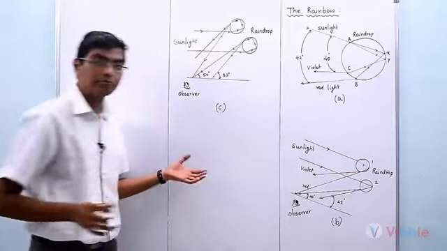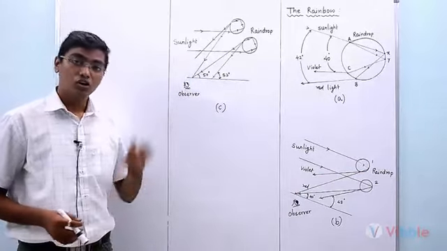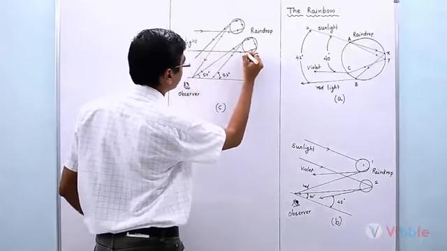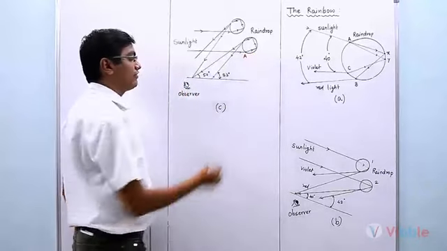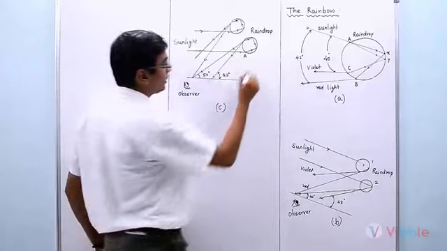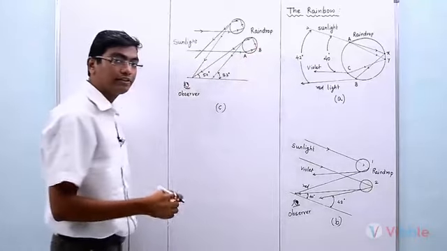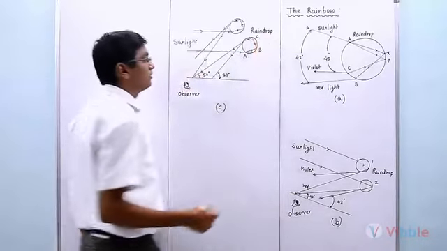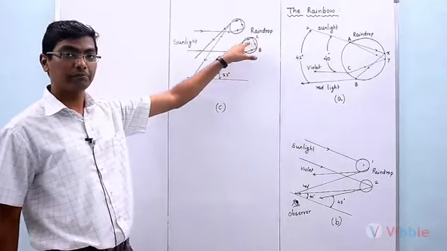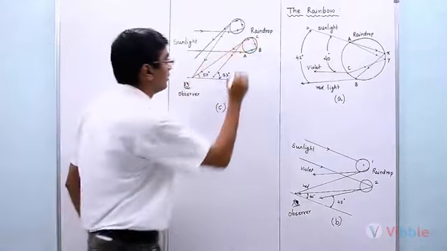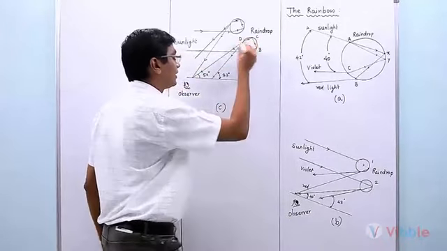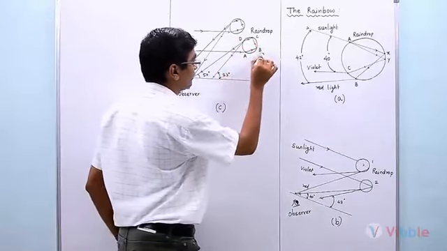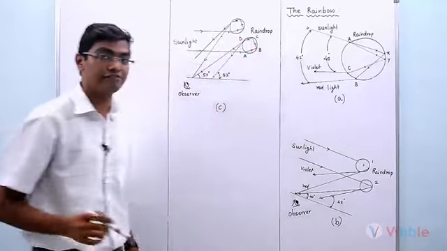Whereas the secondary rainbow formation, as shown over here, is a 4-step process. So let's see what those steps are. This is the sunlight. There is refraction taking place at point A. At point B there is total internal reflection. From point B to point C, again there is total internal reflection taking place at point C, and at point D again there is refraction taking place. So it's a 4-step process: refraction, reflection, reflection, and again refraction.